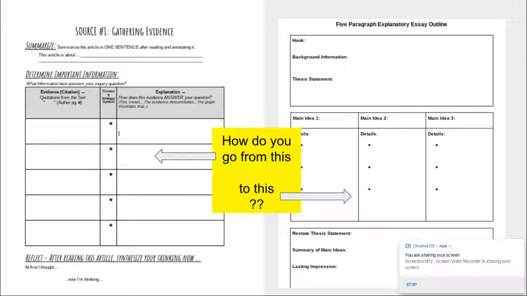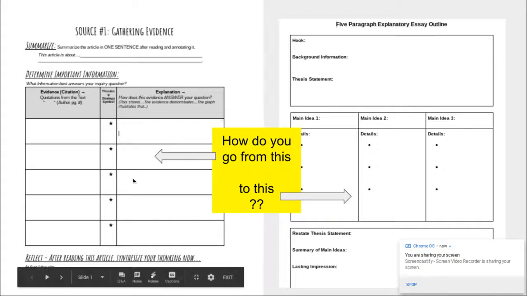I just put together this little video to walk you through how to get all of your research into a well-organized essay outline that I want you to do today since I'm not going to be here. This video is going to explain it all to you, and I'll also have this slideshow in Google Classroom so you can refer back to it anytime you want.